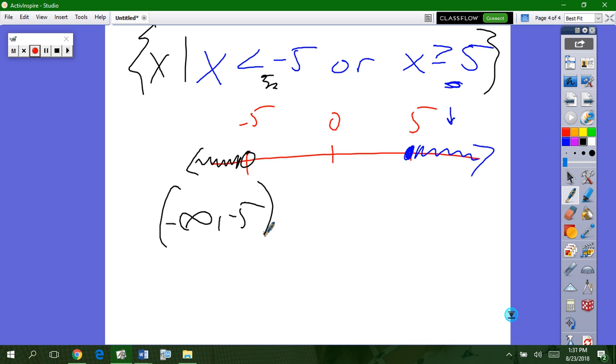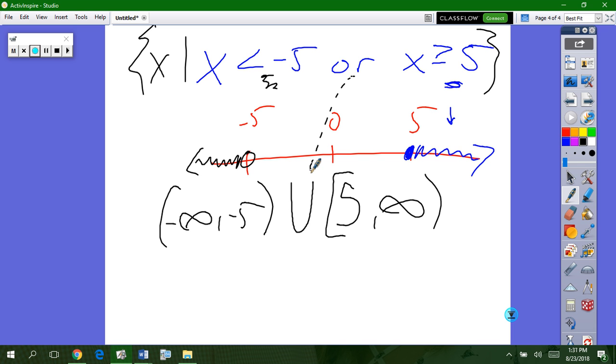Now notice we skip a little bit of the area, right? Then we start up again. What's the lowest amount on this region? 5. Bracket or parenthesis? Bracket, to where? Infinity. Now, the only thing we're missing is the union. Union, not you, okay, is another word for or. Another word for or. You won't be able to use that one on the ACT.